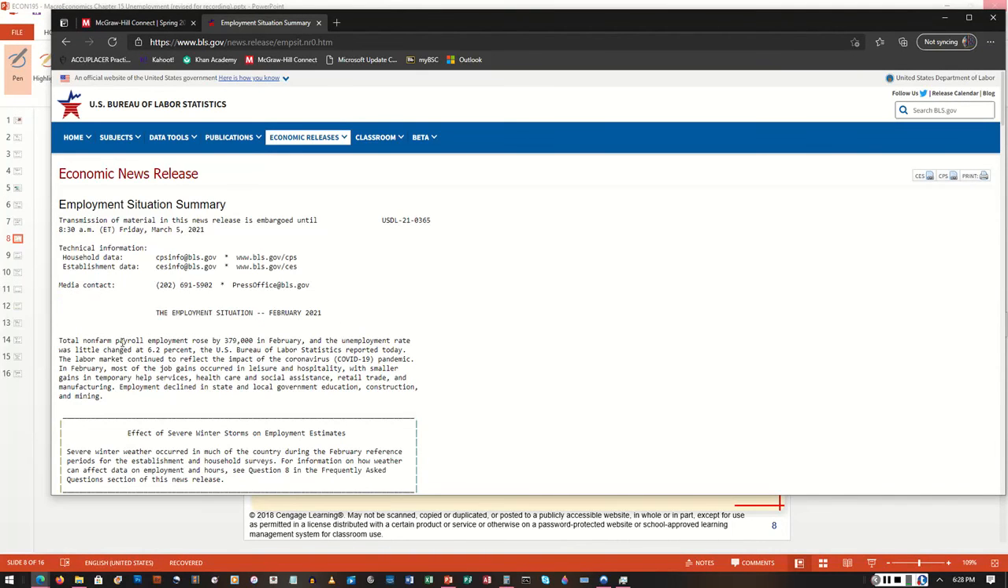You see the total non-farm payroll employment rose by 379,000 in February. The unemployment rate was 6.2%. Remember how we calculated the unemployment rate on the slides before, where we took the number of employed plus the number of unemployed, which gave us the labor force, and then we took the number of unemployed and divided that by the labor force, and then multiplied that by 100. So that's how we came up with that 6.2%.